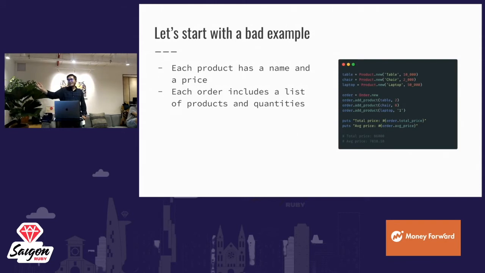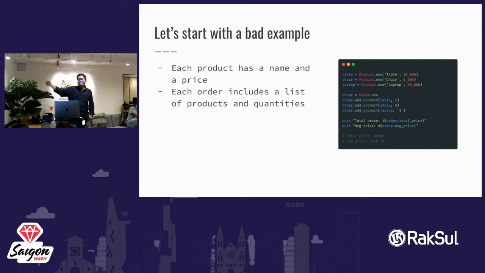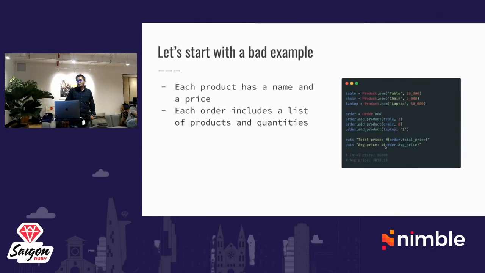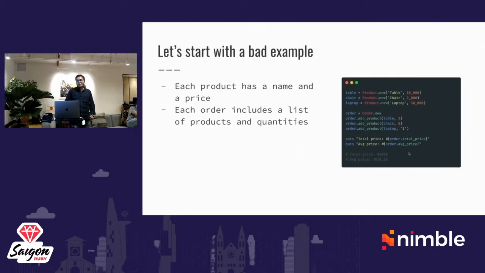The owner of the e-commerce website creates some products, named table, chair, and laptop, with a price next to each. When the user goes to the website, they create an order object and add the products into it. Finally, we can print the total price and average, and it will produce this result. That's it. It's really easy to use those classes. If you can spot a small error, we will cover that later.